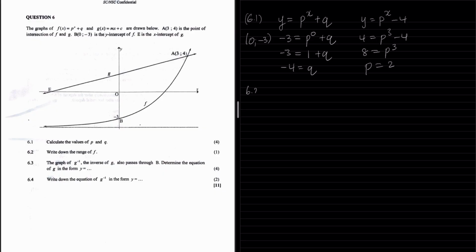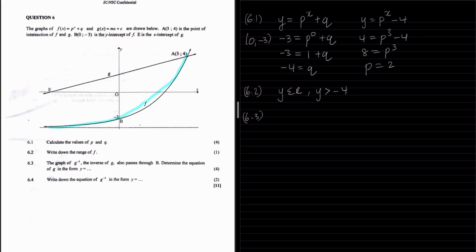Question 6.2 reads, write down the range of f. So the graph of f. Okay, so here we go. Range refers to y values. So y is an element of the real numbers, but y must be greater than the asymptote, and the asymptote is -4.